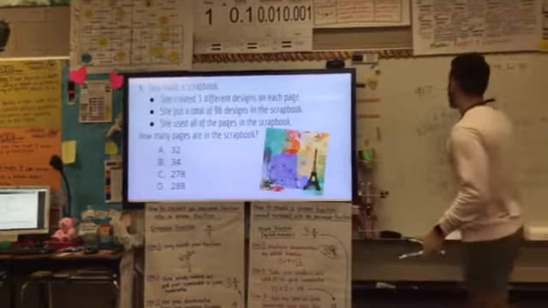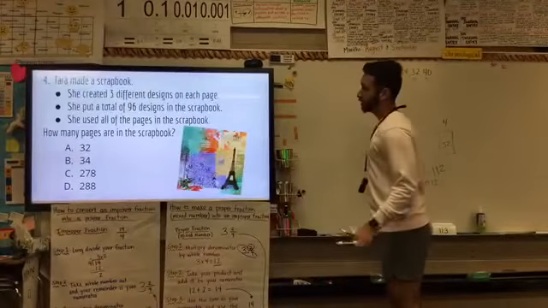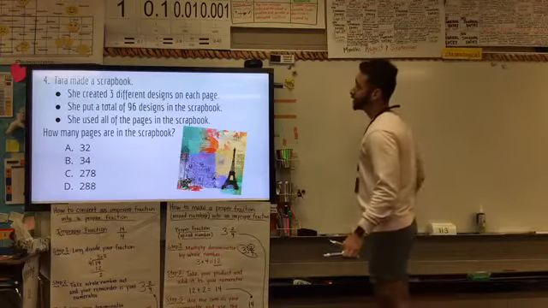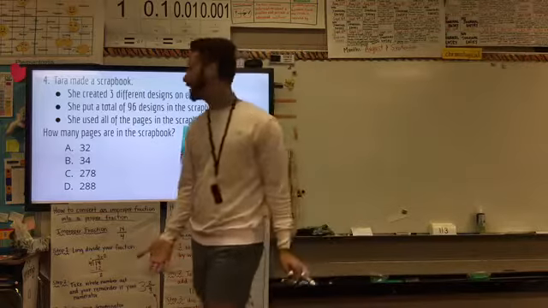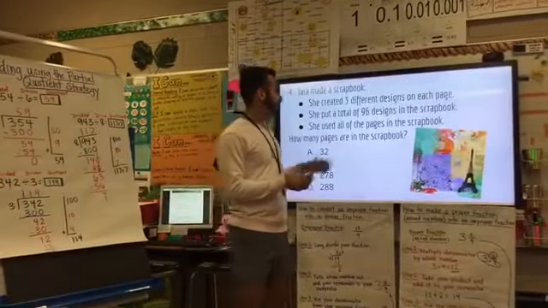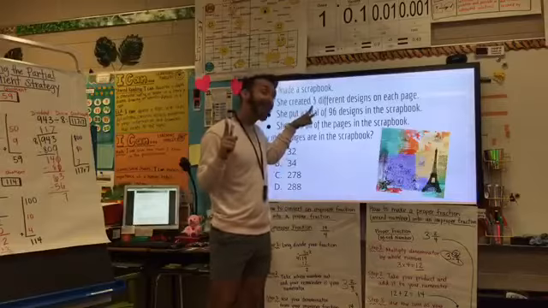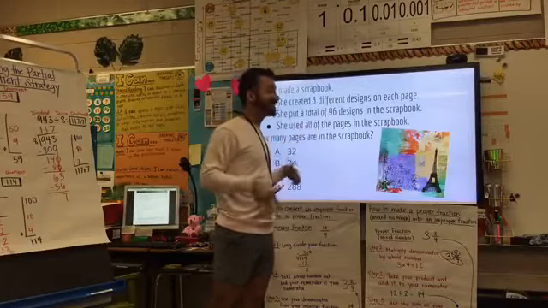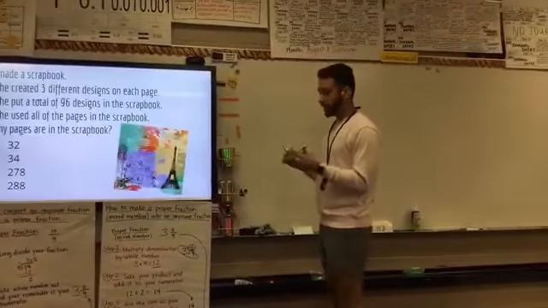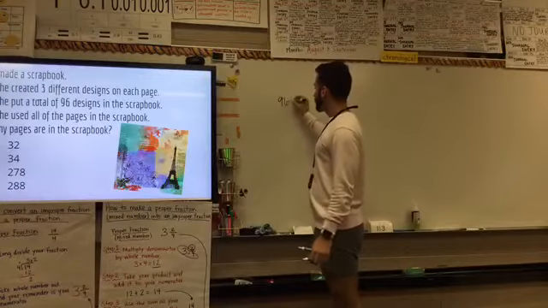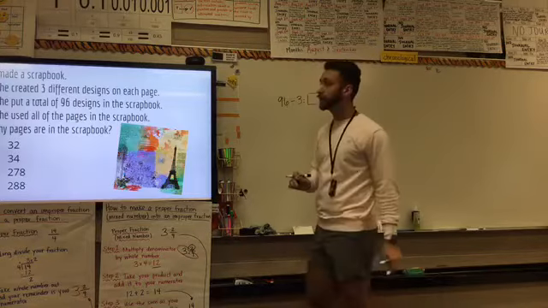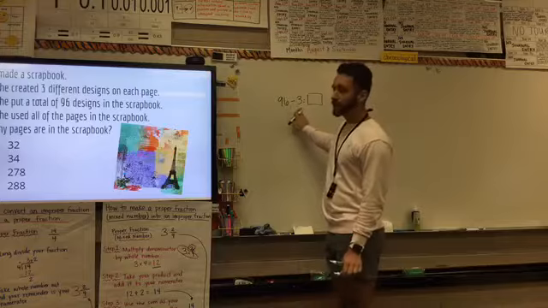Okay, so again, Tara made a scrapbook. She creates 3 different designs on each page, and there are a total of 96 designs in the scrapbook. So we're trying to figure out how many pages there are in this book. So it's saying that she does 3 different designs on one page. She has 96 total designs in the scrapbook, so we need to figure out how many pages the scrapbook has. So you're going to take your bigger number, 96, and you're going to divide it by 3, and you're going to equal box. Okay? So again, this is your dividend, this is your divisor, your answer is your quotient.